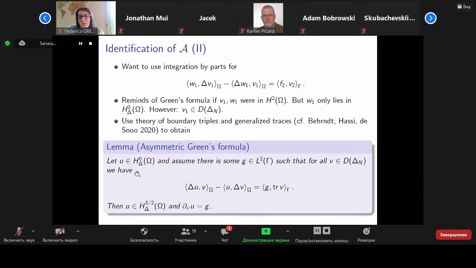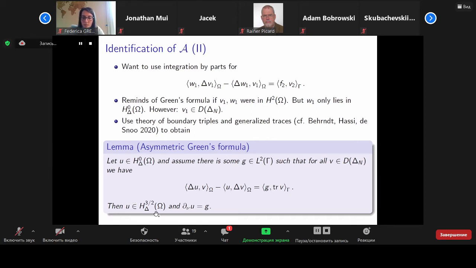If U lies in the space H0 delta, and there is some G that already lies in L2 on the boundary, such that for all V in the domain of the Neumann Laplacian, we have this version of Green's formula, then U already suddenly has better regularity, and G is the Neumann trace of U. Moreover, this theorem also states that the space H3/2 delta is just the pre-image under the Neumann trace of the space L2 gamma. So this is just the limit regularity for the Neumann trace.